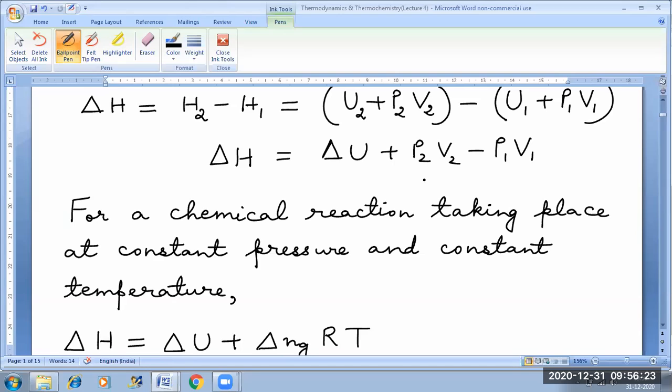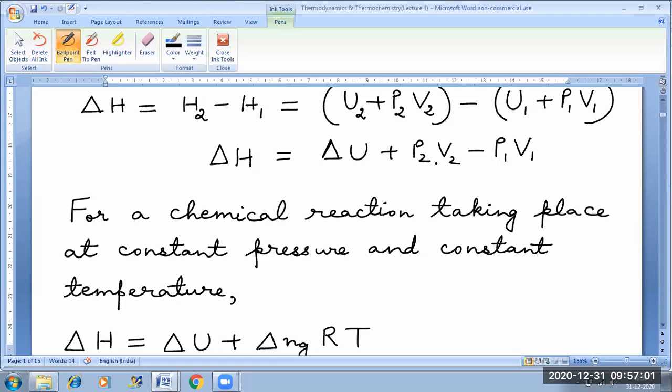Now, if I consider gases present in my reaction, then P2 will be the pressure of the system of gases after the reaction is over. Similarly, V2 will be the total volume of gases after the reaction is over. So P2 and V2 correspond to the states of the products, because after reaction is over, you will get products. P2 is pressure of products, V2 is volume of products. P1 is pressure of reactants, V1 is volume of reactants.